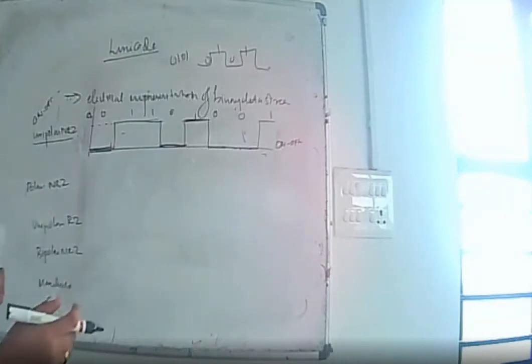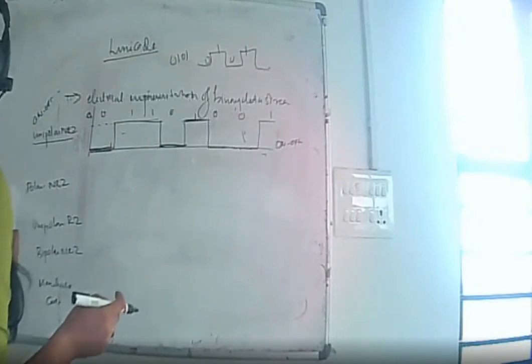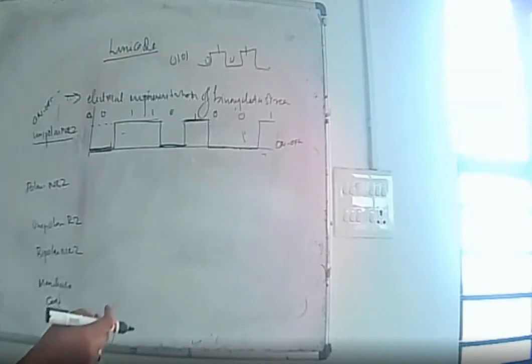Next is polar non-return to 0 signaling. Here symbol 1 and 0 are represented by transmitting a pulse of plus A and minus A respectively.